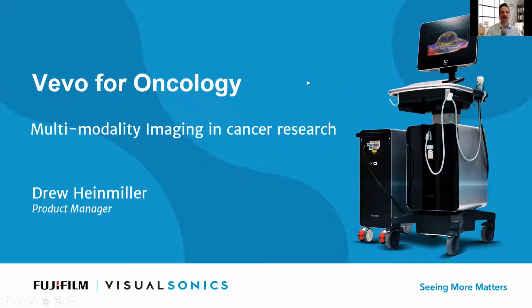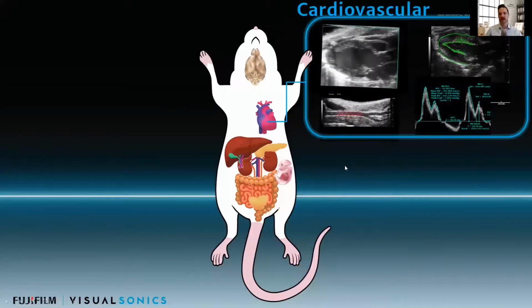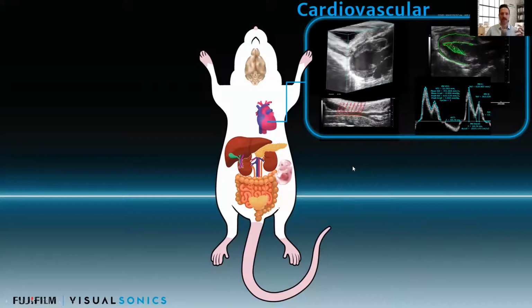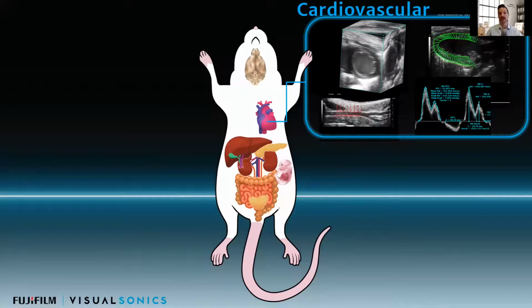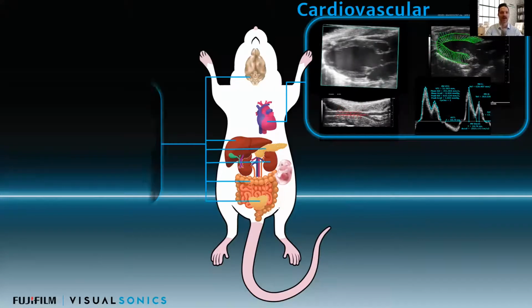So, Vevo for Oncology Imaging. If you are familiar with us here at VisualSonics, you'll know that cardiovascular imaging is one of the really, really strong application areas, where we're able to look at heart function in 1D, 2D, 3D, and now 4D, and also looking at other parameters like blood flow velocity and strain and cardiovascular strain and so on.